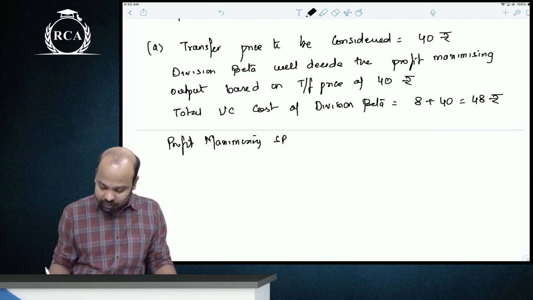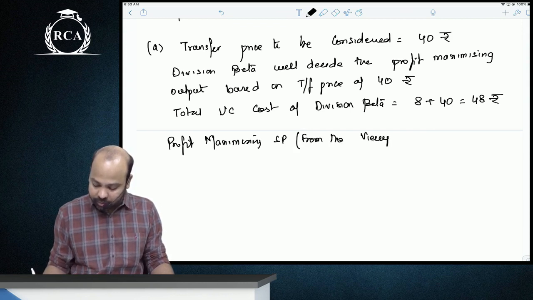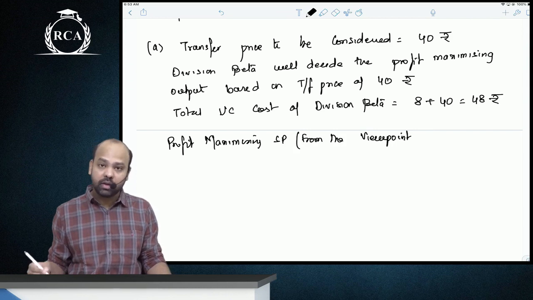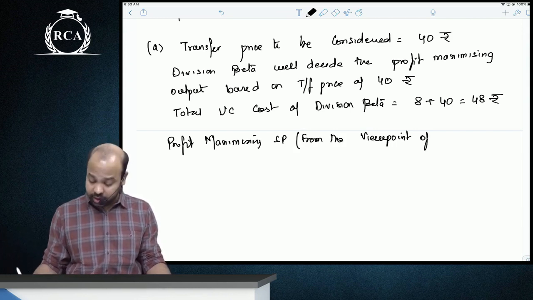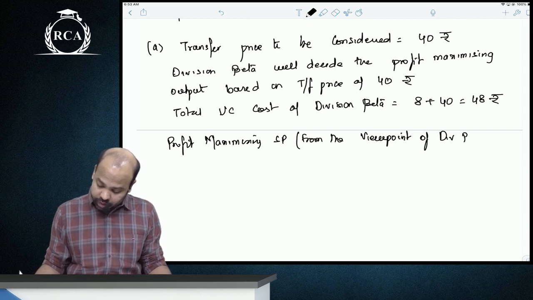Profit maximizing selling price, beta, from the viewpoint of division beta. Sir, will this result in suboptimal decision making? It can, guys, it can result in suboptimal decision making. This is where the top management has to intervene from the viewpoint of division beta.